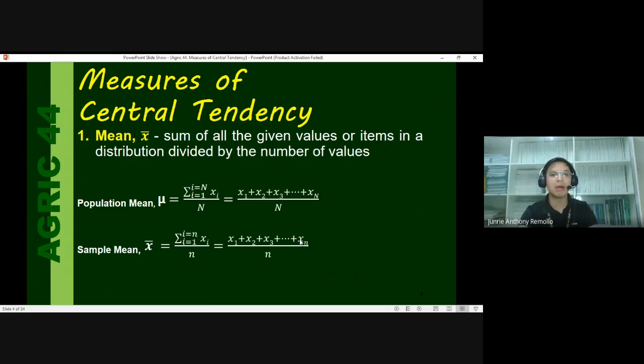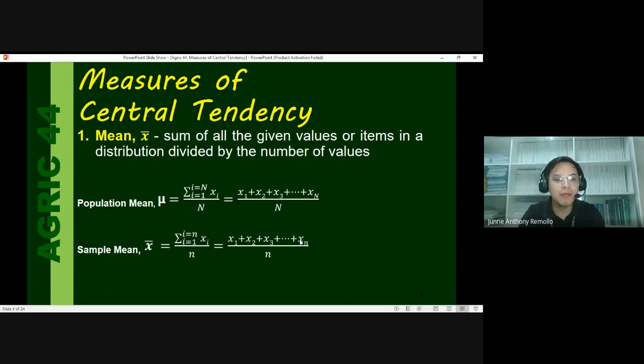The mean is the sum of all the given values or items in a distribution divided by the number of values. As you can see, this is the formula. It's simply the average. It is denoted by the summation of x sub i, where i is equal to 1 up to n. I believe that you understand what these symbols mean.